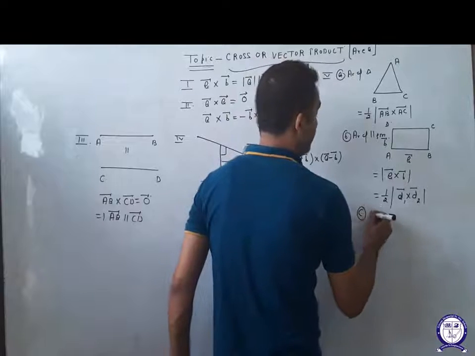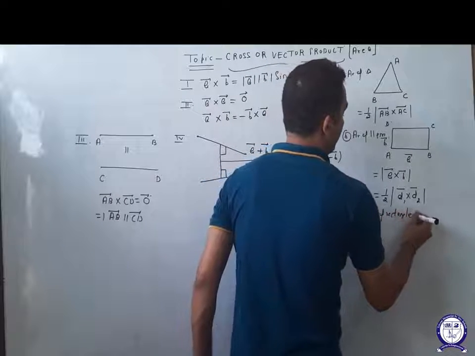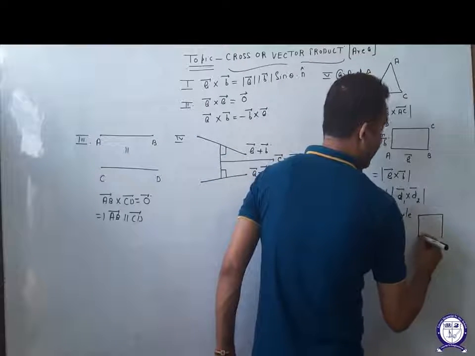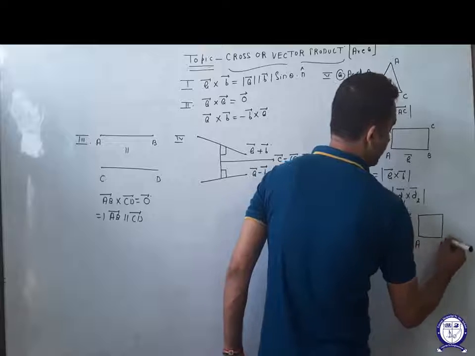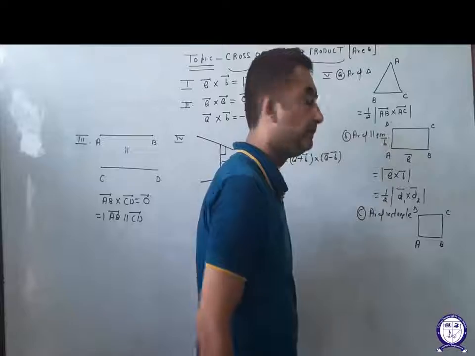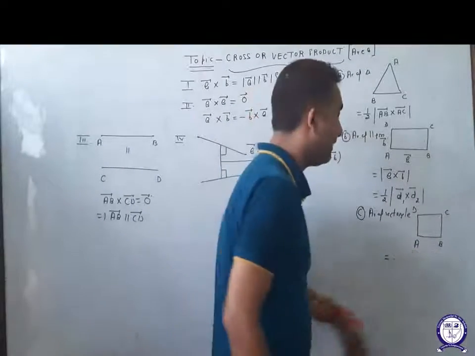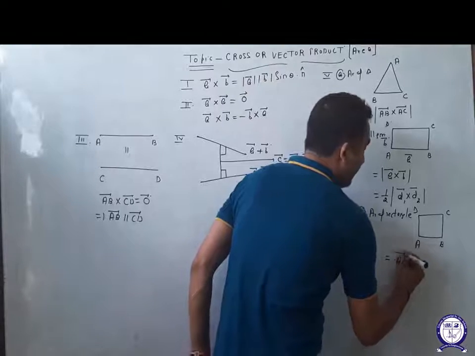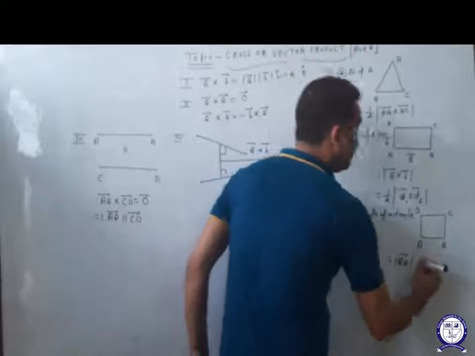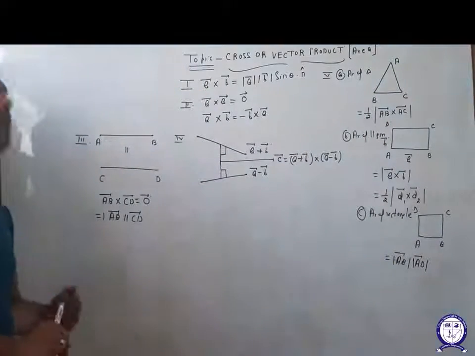C, that is area of rectangle. As you know, area of rectangle is length into breadth. Here you can see length is AB. That means magnitude of AB represents the length of the rectangle. First of all get AB vector, then get its magnitude, the length. Breadth, that is AD vector, and its magnitude. Length into breadth.